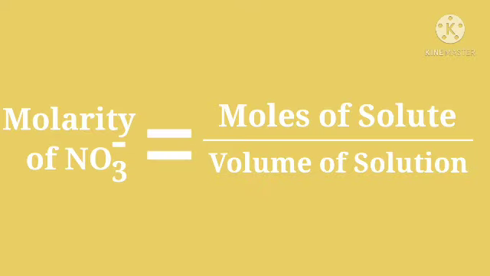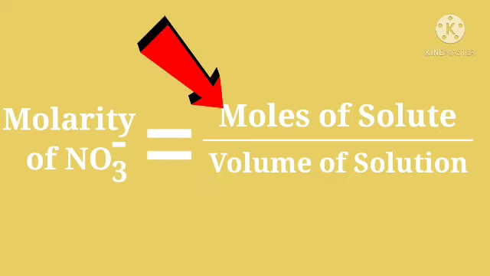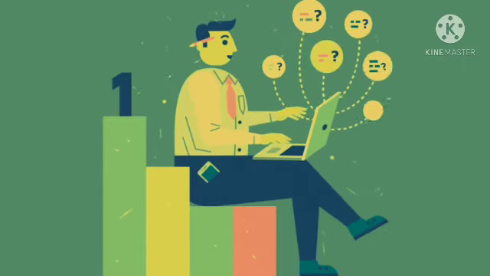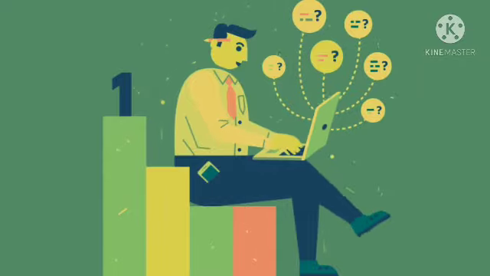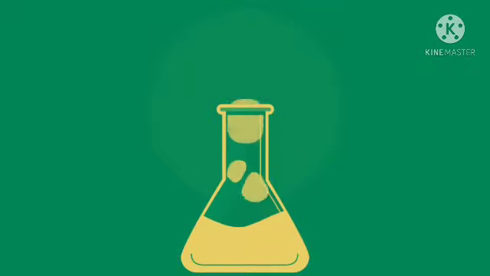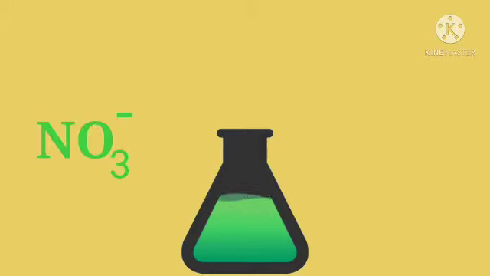To find the molarity of NO3-, we should know the moles of the solute and the volume of the solution. We know the volume of the solution, that is 0.5 decimeter cube. All we have to do is find the moles of the solute. The solute is the NO3-. But we don't have adequate data to calculate the moles of NO3-. So let's use the indirect way, that is the mole ratio. If we are able to find the moles of Ca2+ ion, then with the help of the mole ratio, we can find the moles of NO3- ion.